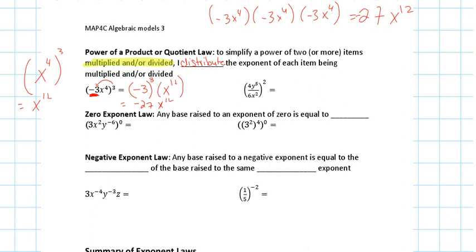Now this was easy to expand because it was only 3 times. But if I had this to the power of 10, do you really want to write this out 10 times and then do the multiplication? No. So it's better to know the rule, that anything inside the bracket is going to be affected by that exponent.